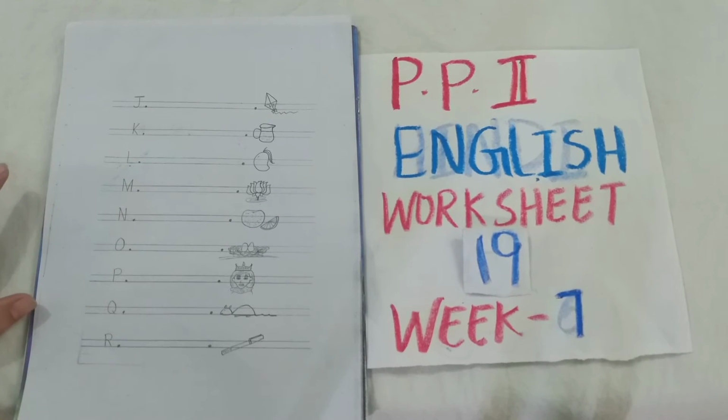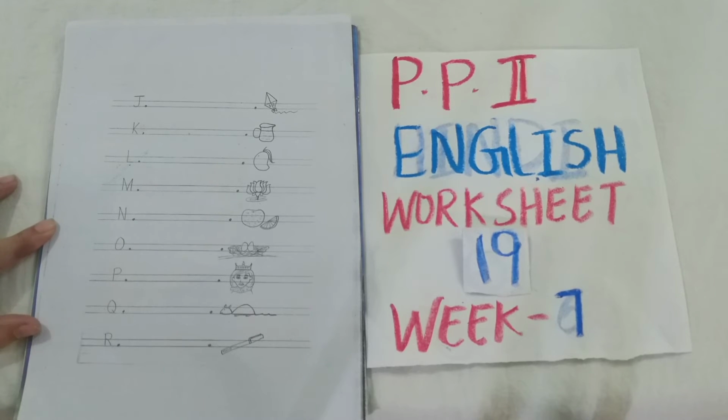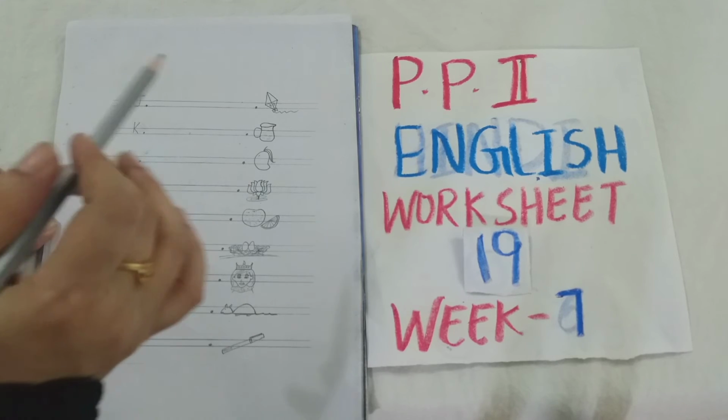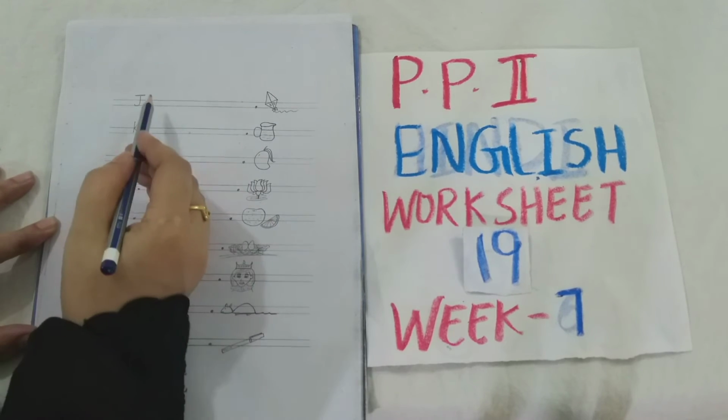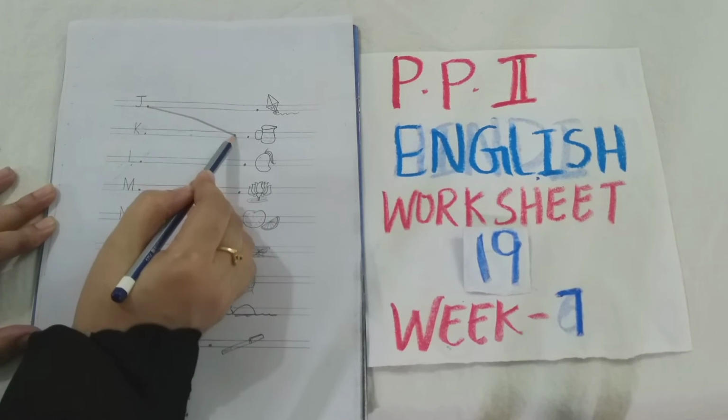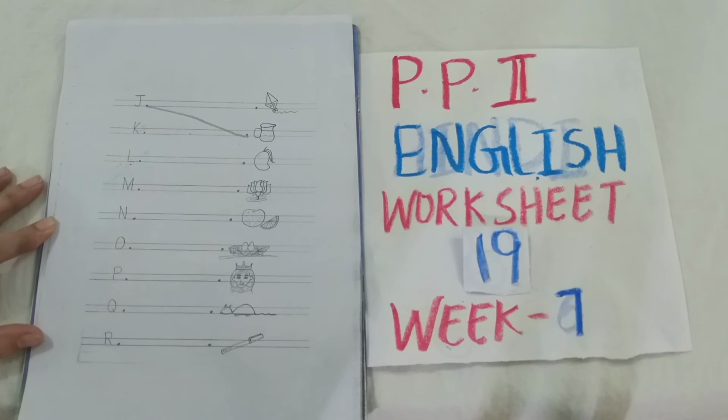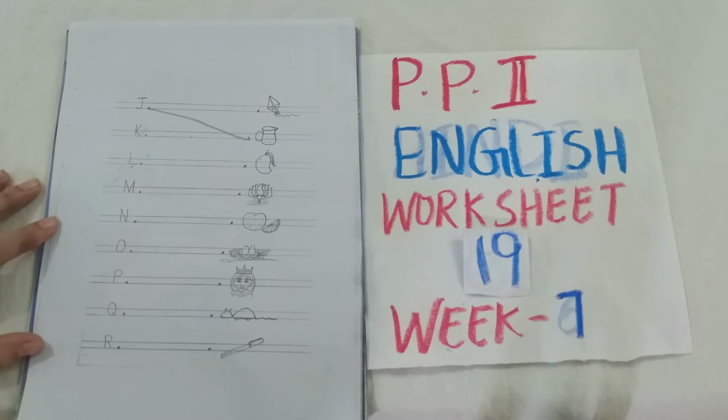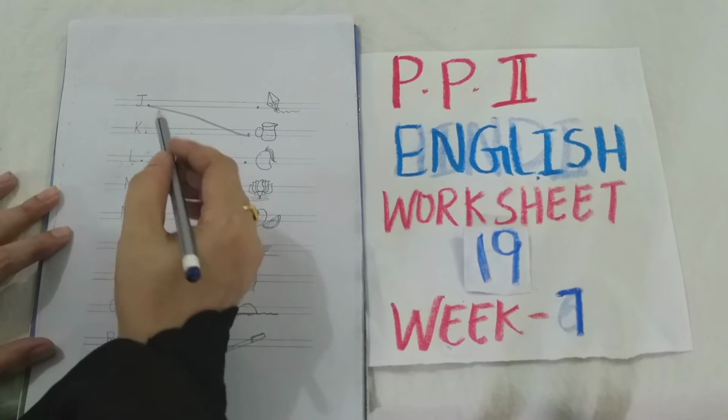Letter J is here. J for kite. No. J for orange. No. J for queen. No. J for jug. So match over there. J for jug. K for, you know very well, K for kite.